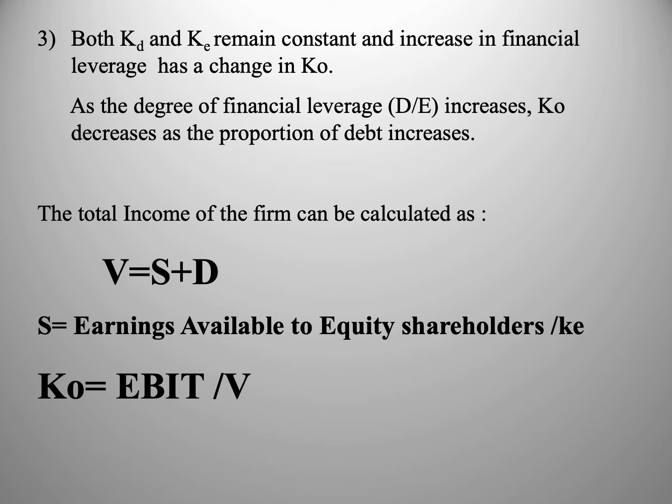So if we want to find out the total value of the firm, we can calculate it as V, which stands for the value of the firm. It is the addition of S plus D. S means the market value of equity, plus D, where D means the market value of debt. And how will we find out S? S is equal to the earnings available to equity shareholders, after the payment of interest, tax and preference dividend, divided by KE. KE means equity capitalization rate, and the formula for finding out the overall cost of capital is EBIT upon V.